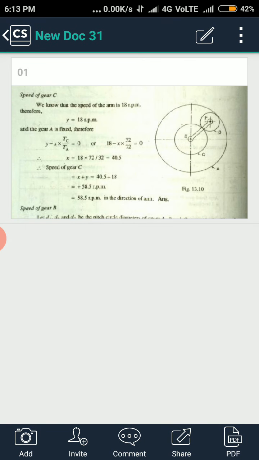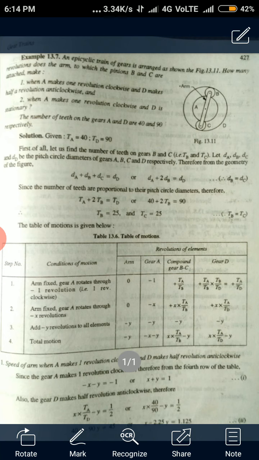So now we'll go for the next problem. Just look at the problem. An epicyclic train of gears is arranged as shown in the figure. The figure is given here, showing the arrangement of the gears. How many revolutions does the arm, to which pinions B and C are attached, make? So he is asking, what is the speed of the arm to which gear B and gear C are attached?